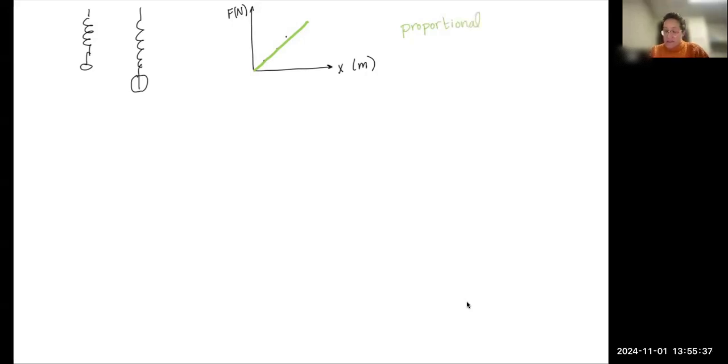And one of the really important things that we learned here was that the slope of this line has a unit of newtons per meter. And we call that slope K, or the spring constant. And again, it's measured in newtons per meter. So what that ends up meaning is that it's essentially how many newtons of force would I need to apply to make this spring stretch 1 whole meter.